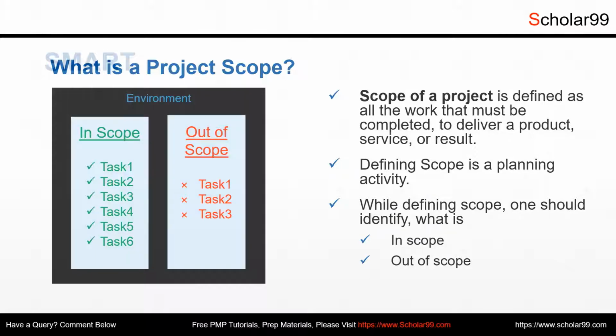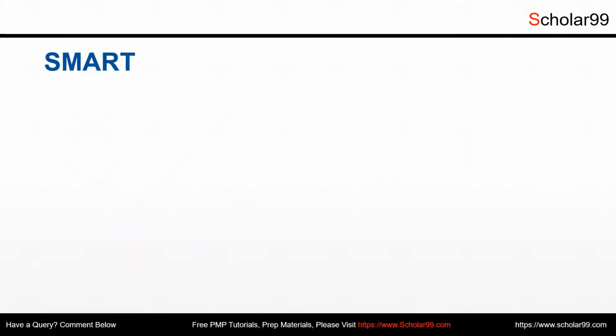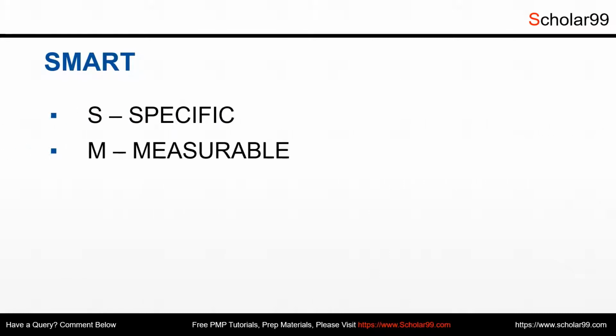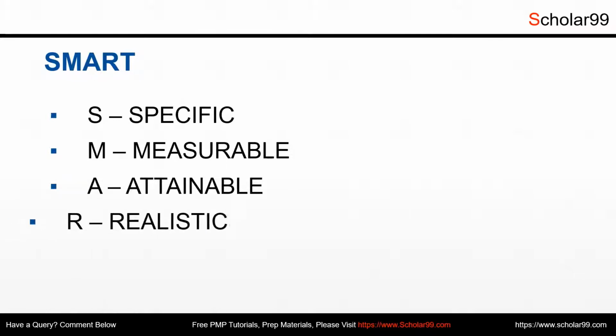Your project scope always must be objective. Project scope should follow the SMART characteristics. S stands for specific, M stands for measurable, A stands for attainable or achievable, R stands for realistic, and T stands for time bound.